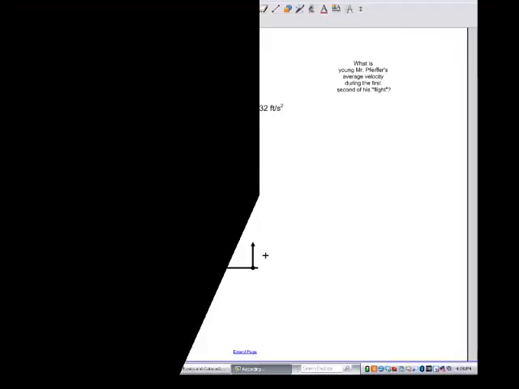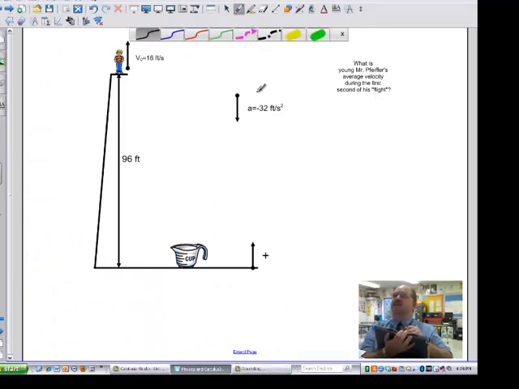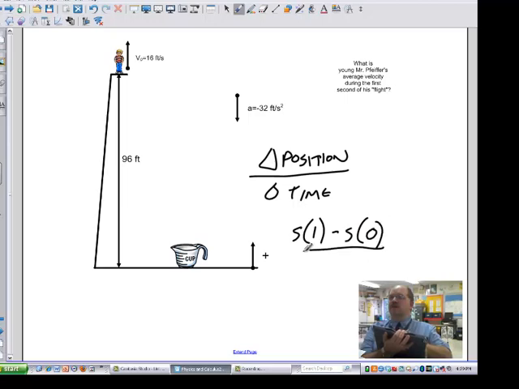Another little Mr. Pfeiffer situation. In this situation, we want to know what young Mr. Pfeiffer's average velocity during the first second of his flight is. And when we're talking about average velocity, we're talking about the change in position over the change in time. So what we want to look at is his s of 1 second, subtract his s of 0 seconds, and then divide that by the change in time.